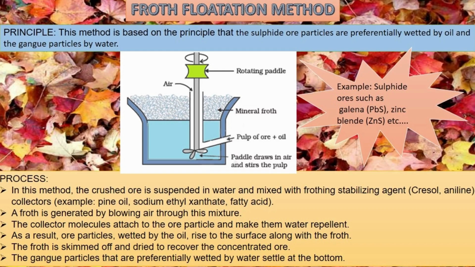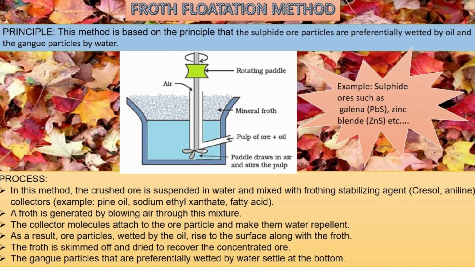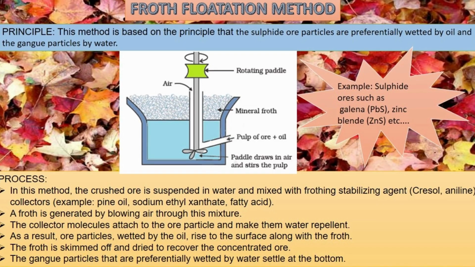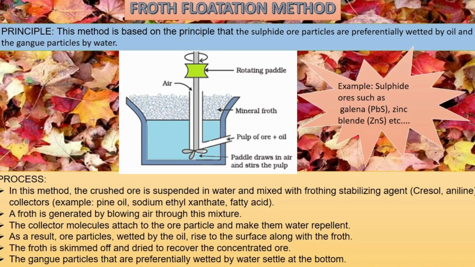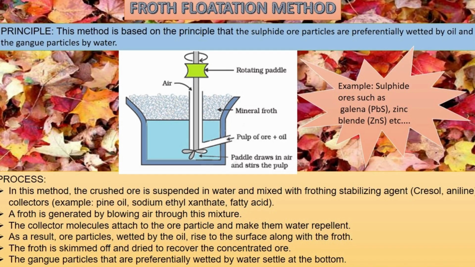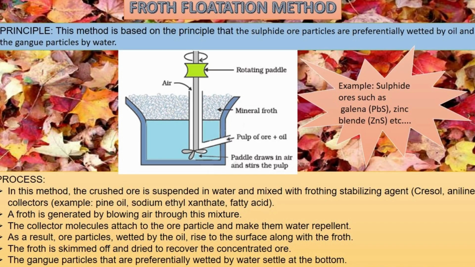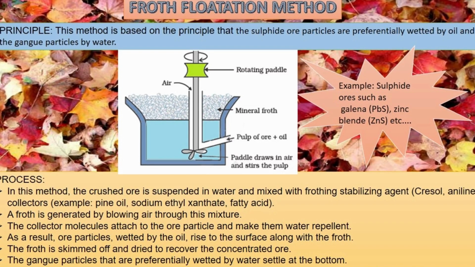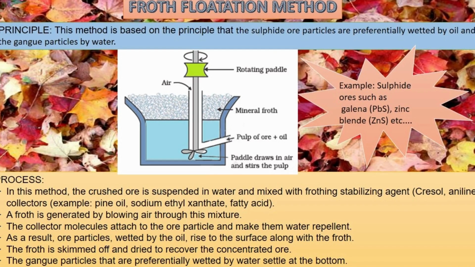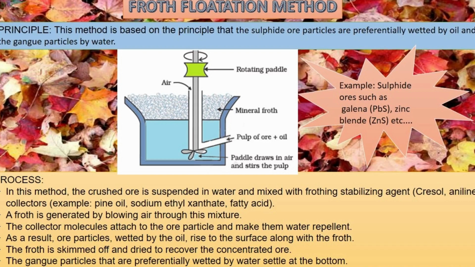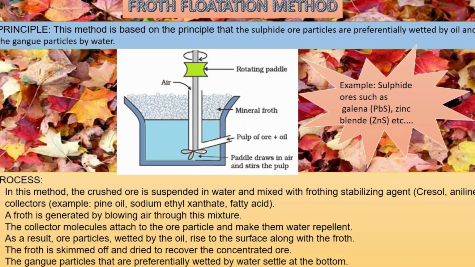The mixture containing powdered ore in water, froth stabilizing agent and collectors is mixed well and air is blown through this mixture to generate froth. The ore particles wetted by oil will rise to the surface along with the froth. Then this froth is skimmed off and dried to recover the concentrated ore. The gangue particles, being moistened by water, will settle down at the bottom.